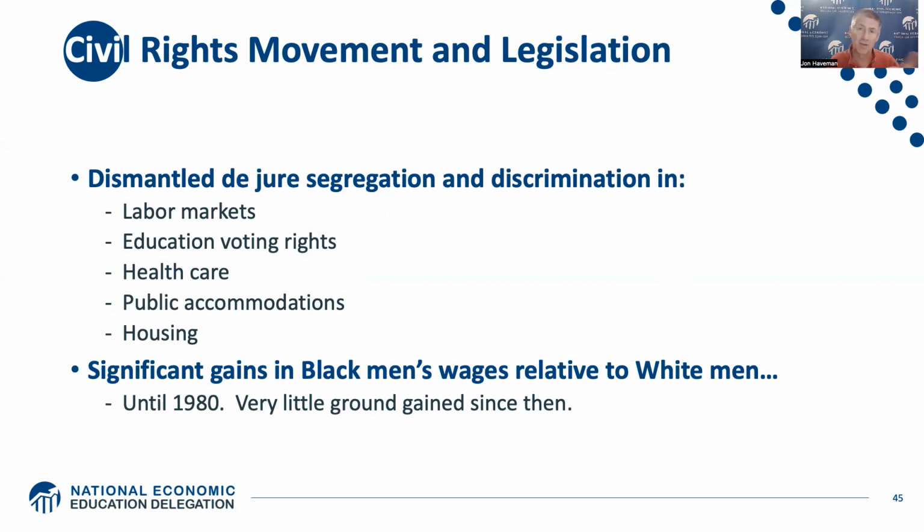Right? Now, if you go back to 2 weeks ago, the talk on economic inequality that I gave, right, 1980 was a turning point for a wide variety of different things. Right, inequality started to bloom, and the gains in Black wages relative to white men really stagnated. Well, the gains stopped in about 1980.